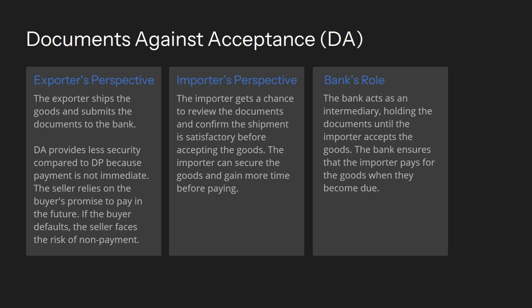Under documents against acceptance, the buyer receives the goods upon accepting a time draft, promising future payment. This method relies on the buyer's promise to pay, offering less security than DP. If the buyer defaults, the seller faces the risk of non-payment.